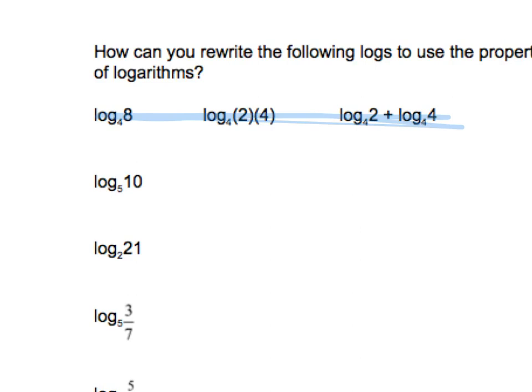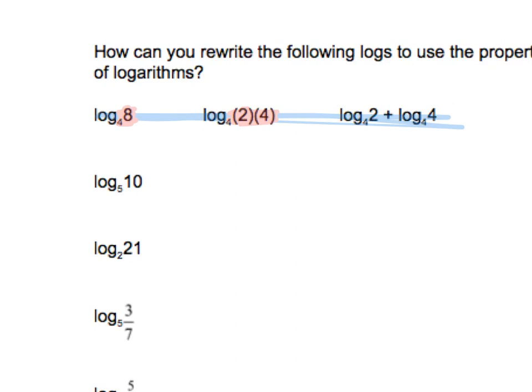So if we had log base 4 of 8, I'm thinking, okay, a factor pair of 8 is 2 times 4. So now I have log base 4 of 2 times 4. If I have two things being multiplied together, I can break that apart and call it log base 4 of 2 plus log base 4 of 4. Again, we are not going to calculate these out to decimal values right now. Right now we're just looking at how we can change the form and make them look a little bit different, but still equivalent.